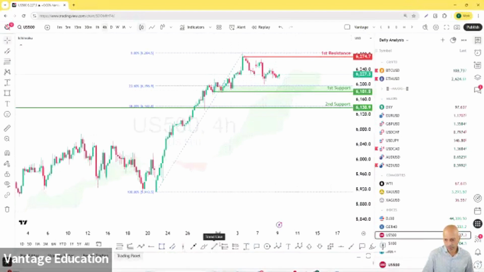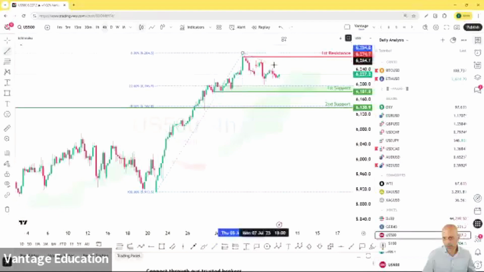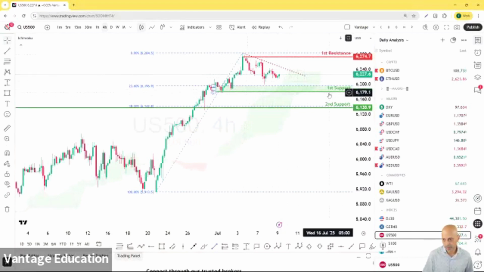But at the same time, I would also take note of this descending trend line. And we can see US 500 has continued to trade underneath this descending trend line since 3rd of July. However, price may not necessarily always drop all the way down towards the first support.